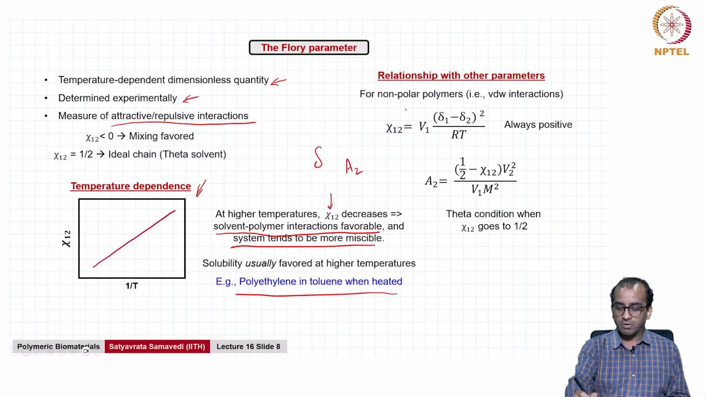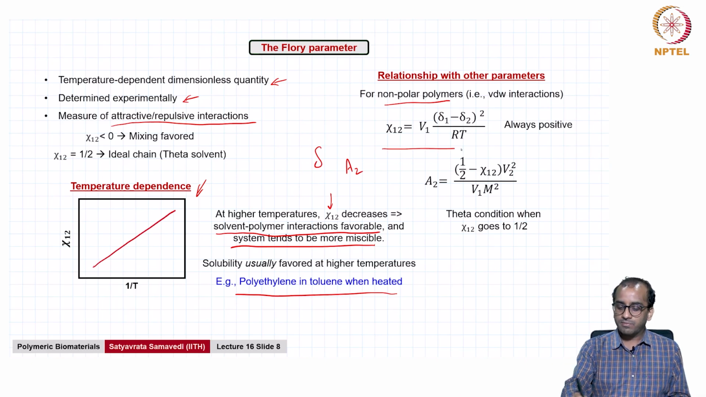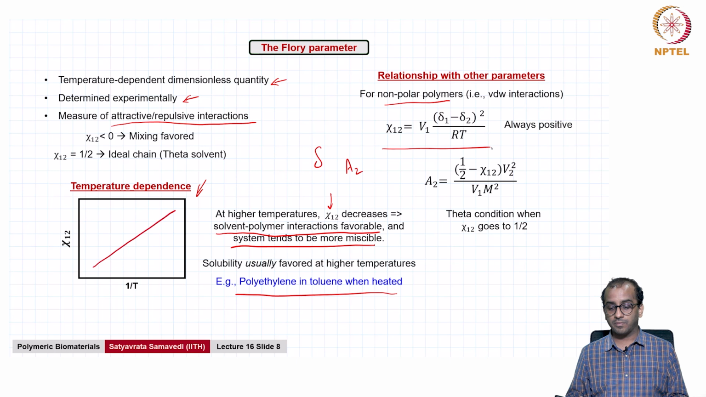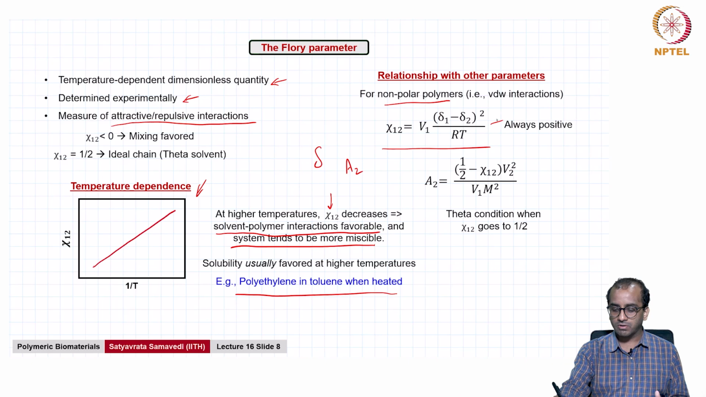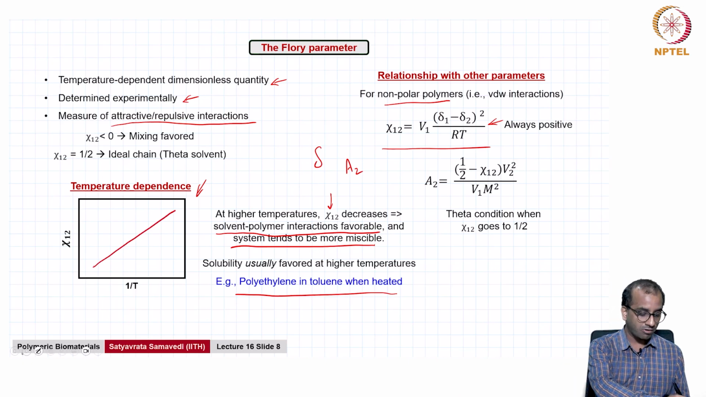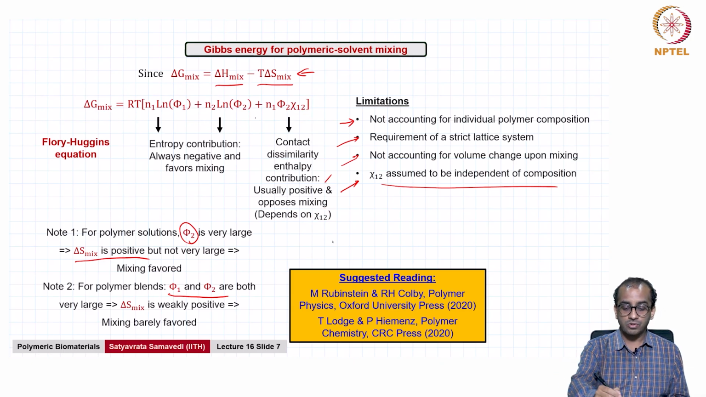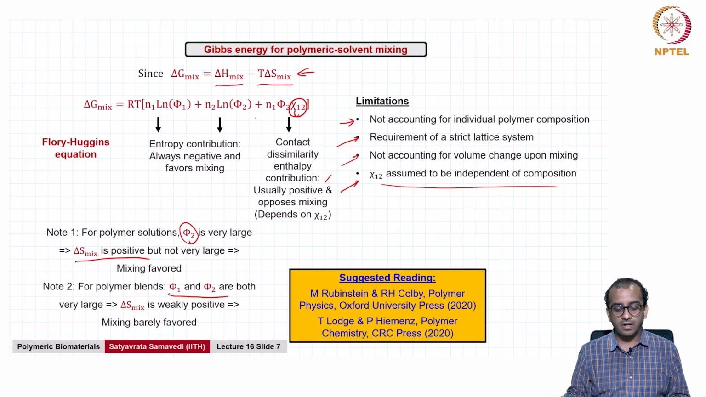So, again we note for non-polar polymers, which is typically the case for Hildebrand, because it cannot account for polar interactions, if you recall, the relationship between Flory and the Hildebrand is given by this equation, and again, as always, one of the limitations is this is always going to be positive, and if mixing has to be favored, the Flory parameter has to be negative. How do we know that? Just inspecting the Flory-Huggins equation. So, if this is negative, then that is going to favor mixing.